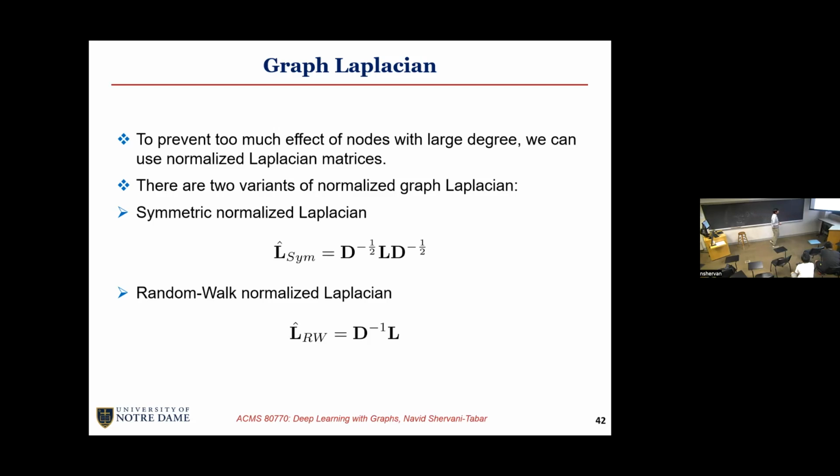And there are two types of normalization that we have. One is symmetric normalization. The other one is random walk normalization. And you will see that each of these will show up in different applications that we will see later.